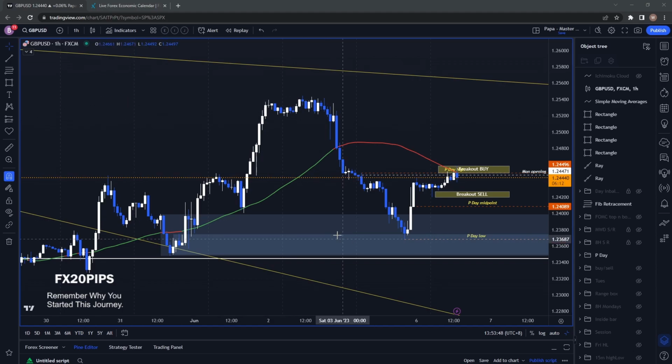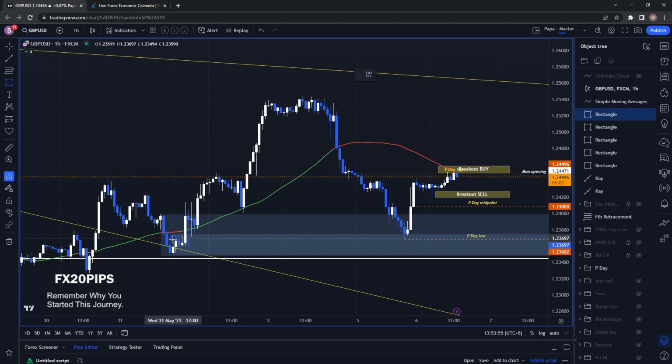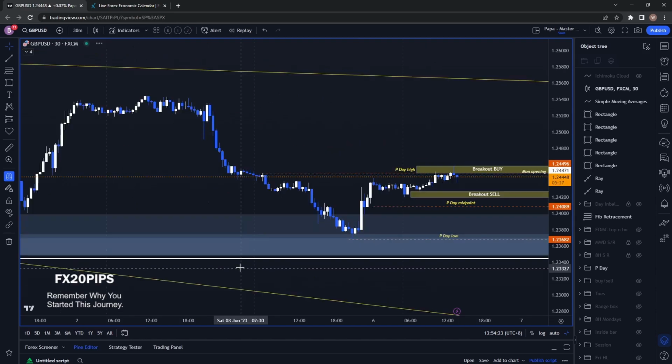So let's narrow it down again. Let's just draw another one. Okay, let's bring it down to here and here. So you can see the different shade. Okay, 8 hours, 4 hours, and then now 1 hour. Different shade. Okay, now at 1 hour, you can see that it just touches it and off it goes. Right, let's go and see 30 minutes.